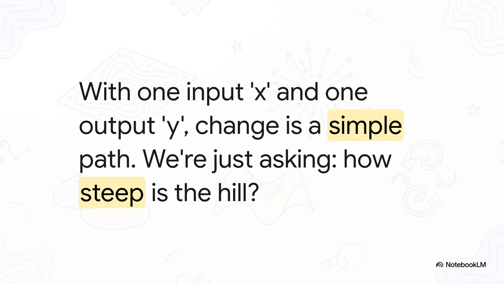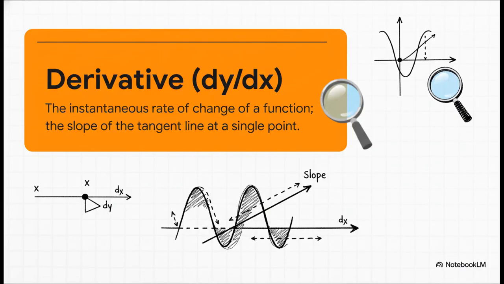For any one input x, you get exactly one output y. You can picture it as walking along a 2D line or maybe up a really simple straight hill. The only real question is, how steep is it right where you're standing? And the tool for that, of course, is the derivative. It tells us the exact, instantaneous rate of change, the slope, at any single point on our little path. It's an incredibly powerful tool for sure, but it's built for a one-dimensional world.